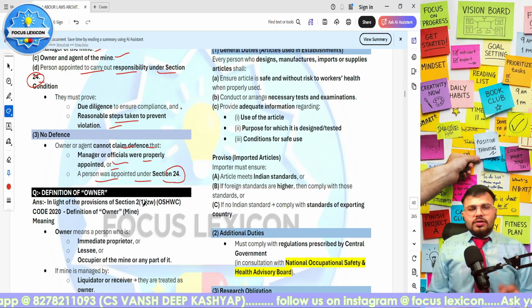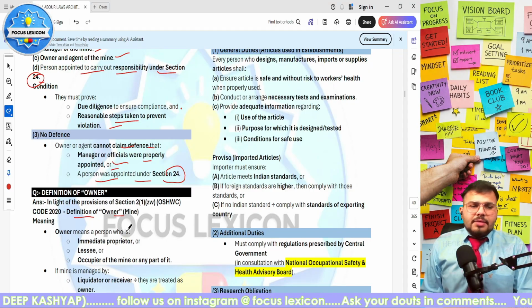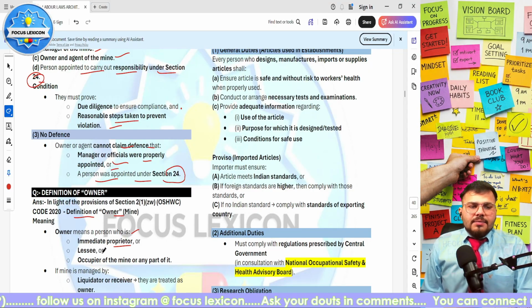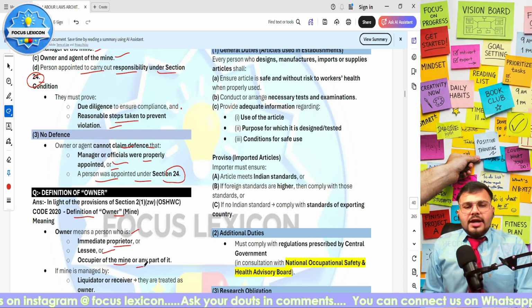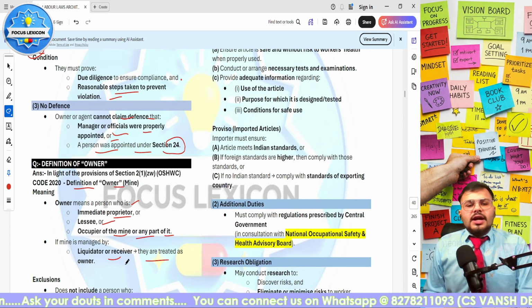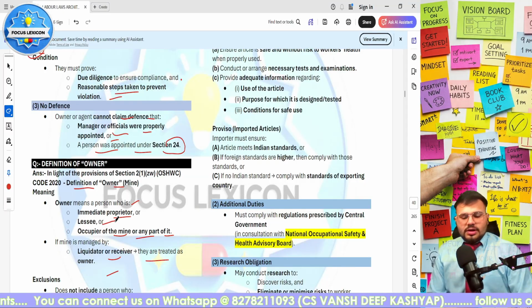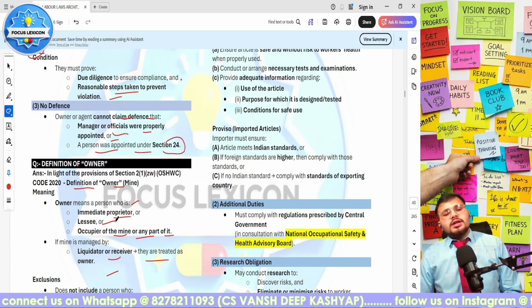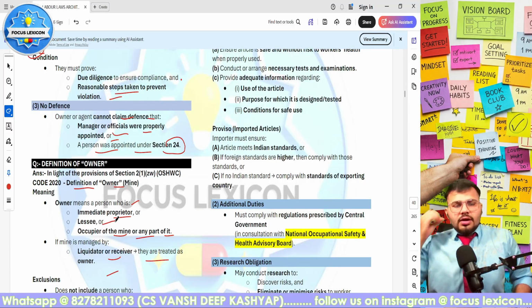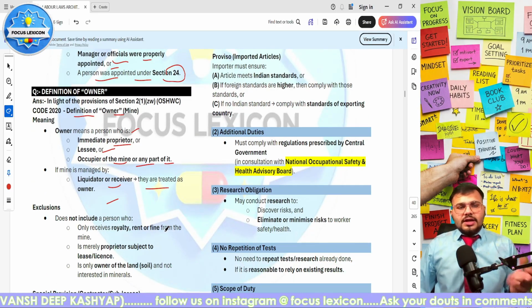In light of provision of section 2 of the OSHWC Code, definition of owner. Owner means a person who is immediate proprietor, lessee, occupier of the mine or any part of it. If mine is managed by liquidator or receiver, then they are treated as the owner. Immediate proprietor is the owner. Lessee is the owner. That person who has taken the land on rent is deemed as owner. Now, occupier of the mine or any part of it, that is also owner. Liquidator or receiver, that is also owner.